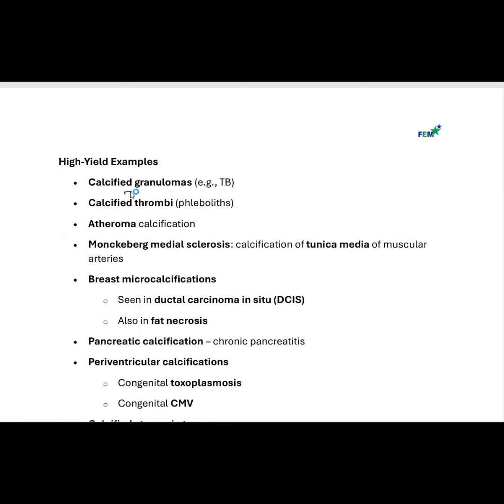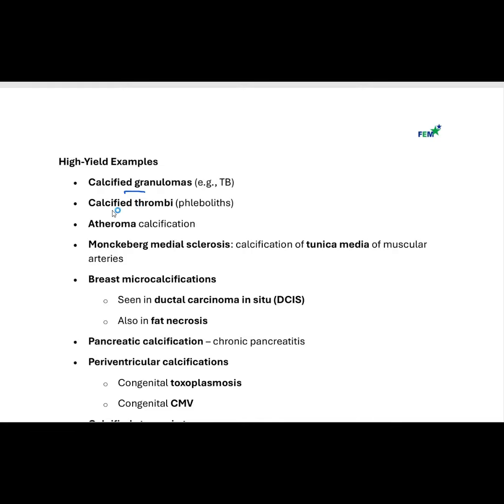So one is calcified granuloma, as we see in tuberculosis. And if you have not watched the video that we did on granulomatous inflammation, because we did an extensive job going through different types of granulomatous inflammation, I strongly encourage that you watch that video, and it's going to help you.